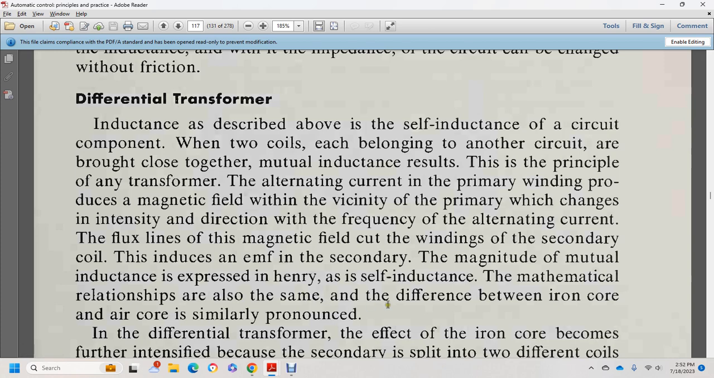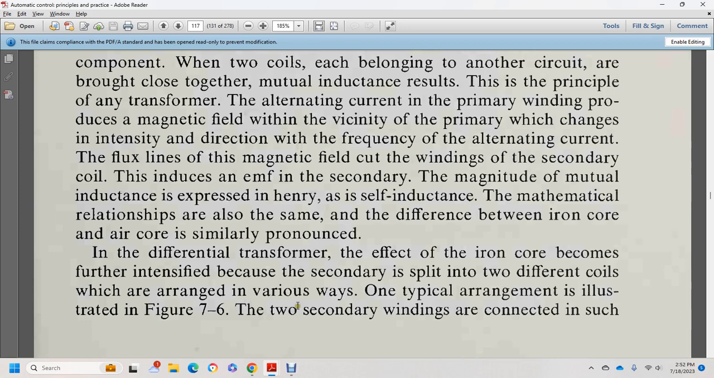The mathematical relationships are also the same. The difference between iron core and air core is similarly pronounced. The transformer effect of the iron core is further intensified because the secondary is split into two different coils, which are arranged in various ways. One typical arrangement is illustrated in figure 7-6.